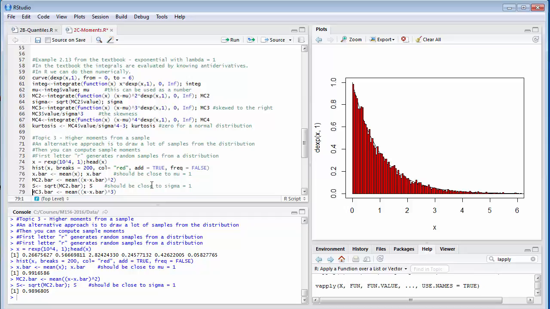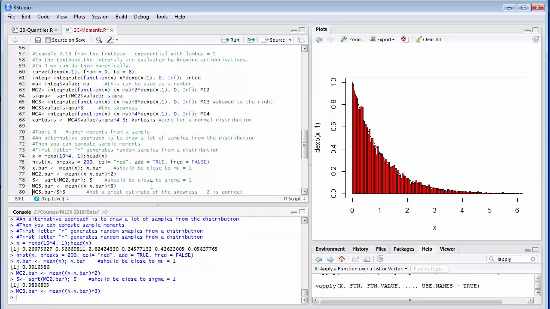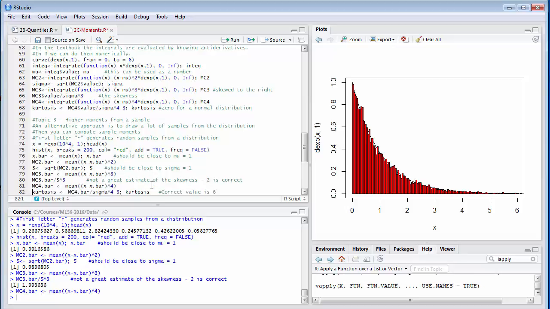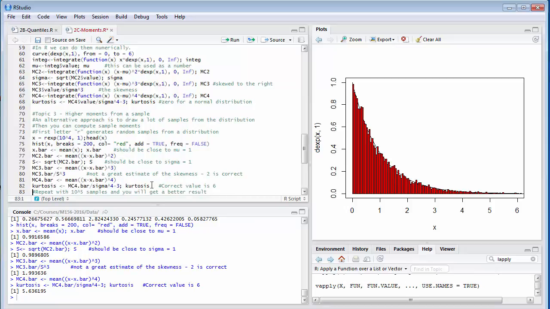You might have said, oh, you made a mistake. You should have divided by n minus 1. But with 10,000 samples, dividing by 10,000 or 9999 doesn't make much difference. I can go after the third central moment and compute the sample skewness. Here the theoretical value is 2. Wow, usually I get something that's way off, but this time I lucked out and got 1.993. And if I finally go after the fourth central moment and calculate the kurtosis, I get 5.63.